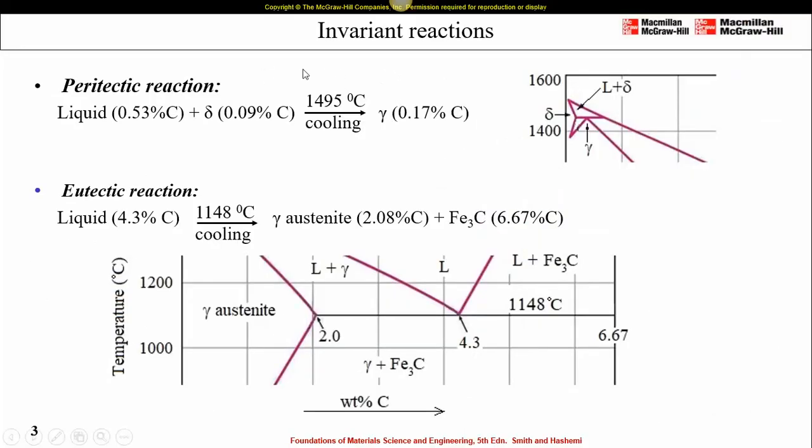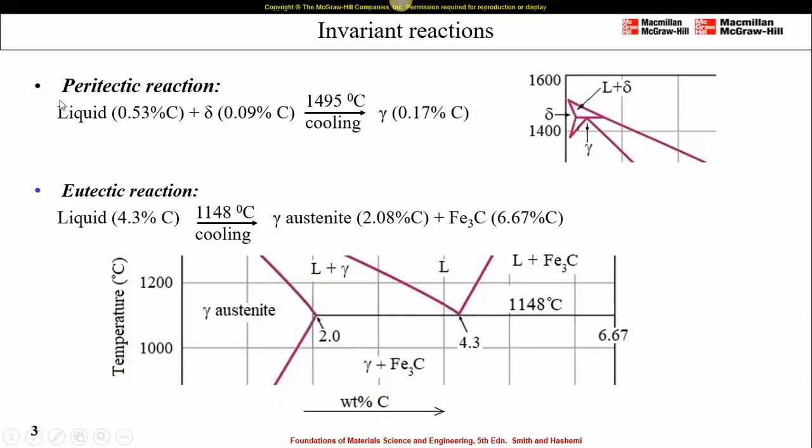Several important invariant reactions can be observed on the diagram. One is the peritectic reaction. In a peritectic reaction, a liquid phase reacts with a solid phase to obtain a different solid phase on cooling.